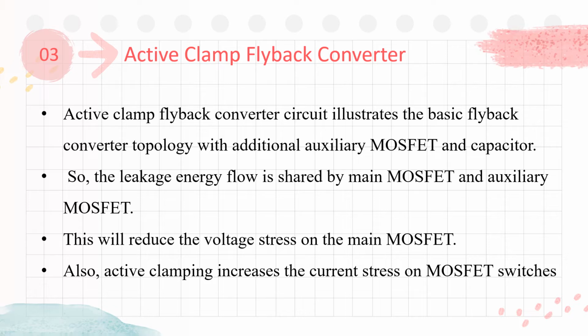The voltage stress on the main MOSFET will be reduced, and the DCM mode of operation will be eliminated. The active clamp circuit is used to accomplish zero voltage switching for the primary MOSFET. The switching loss will be considerably reduced as a result. The current stress on MOSFET switches is further increased by active clamping.